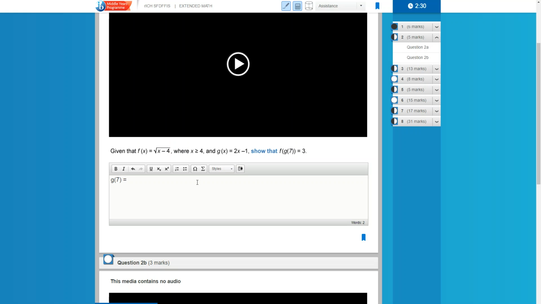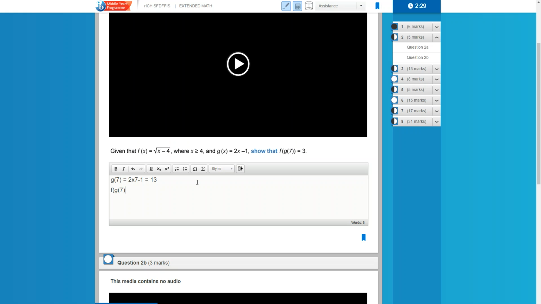G of 7 is equal to 2 times 7 and then take away 1. 2 times 7 take away 1 is 13. Now I need to do f of, you have to do the g into the f. So it's f of what though? 13. F of 13, because it's f of g of 7. So I'll put that in actually.